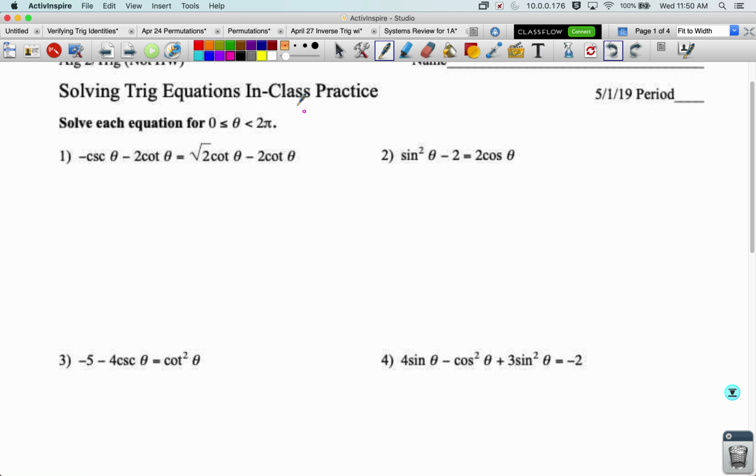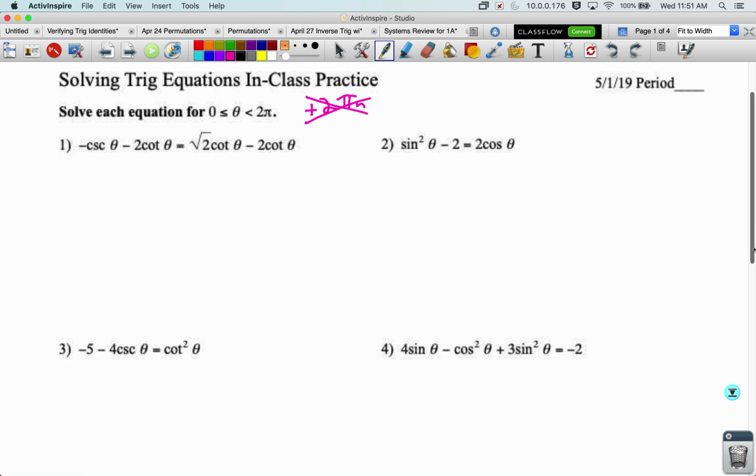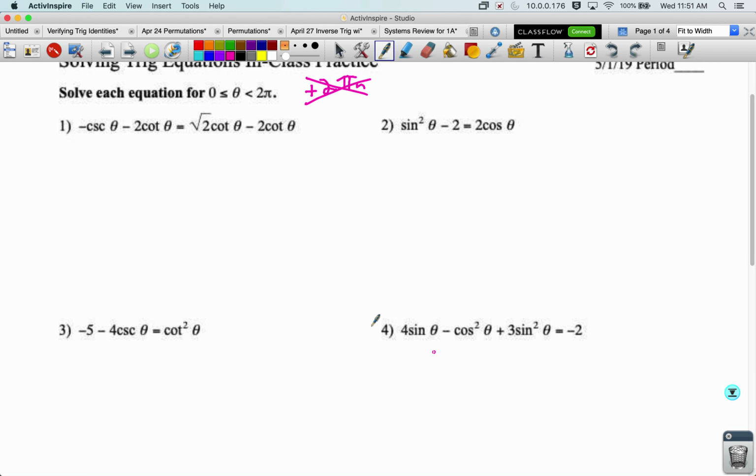One thing to notice is that we're only solving on the interval from 0 to 2 pi. This makes our life easier because at the end of our problems, when we normally write plus 2 pi n, we don't have to do that. That's about all it saves us, but when we're doing this many problems, it is nice to be able to skip that step.